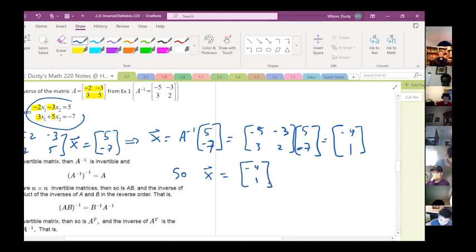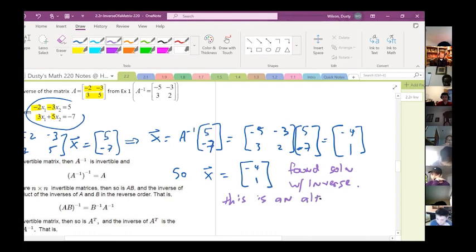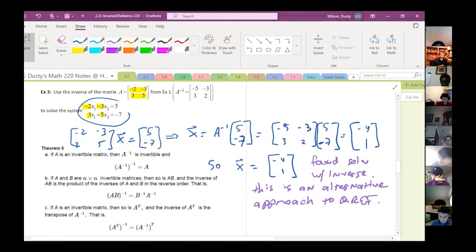So notice that what we did was we found the solution to the system. Solution with inverse, which is kind of cool. Prior to this, we could only do it with row reduction. Okay. Questions?